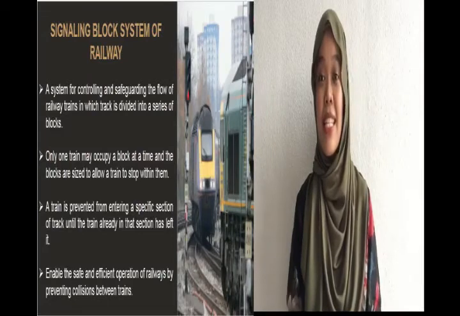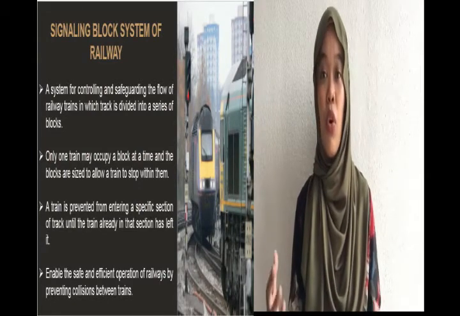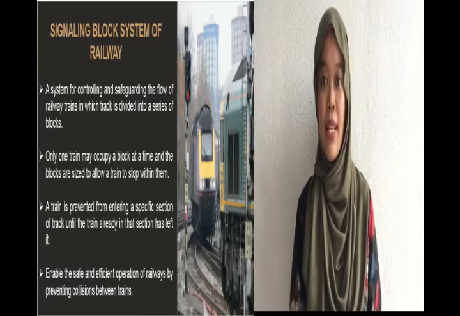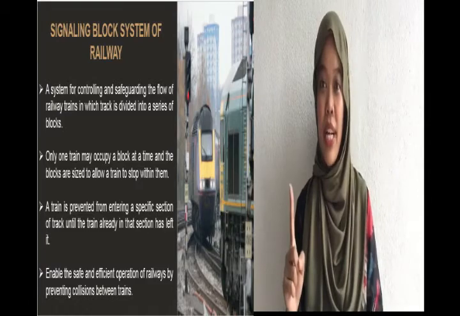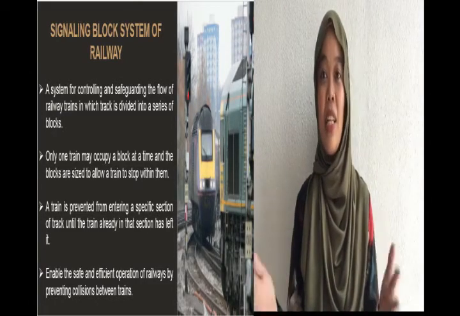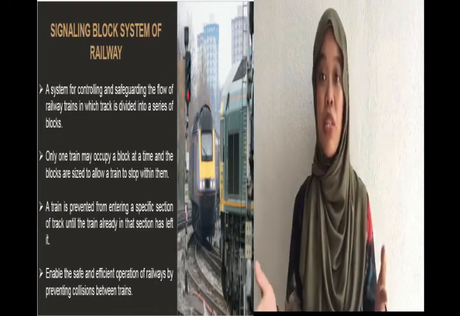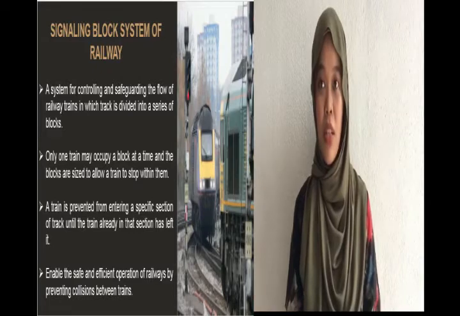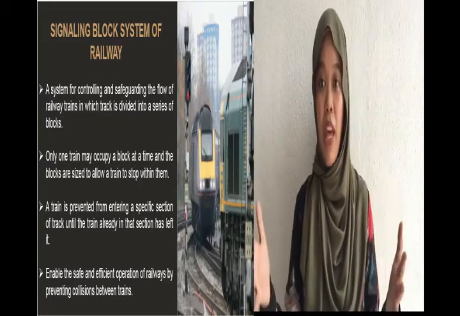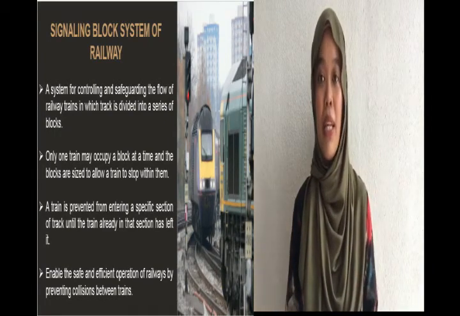Next slide, signaling block system of railway. It is a system for controlling and safeguarding the flow of railway trains. Only one train may occupy a block at a time. So the basic principle is that a track is broken up into sections known as blocks. When a train enters a block, signals at both ends change to indicate that the block is occupied.